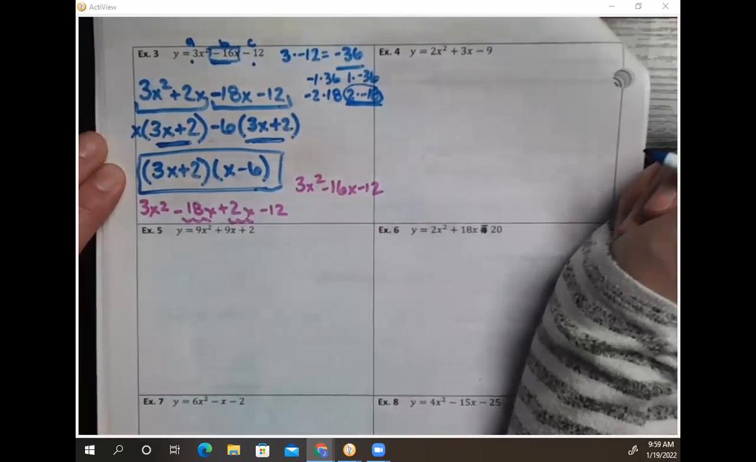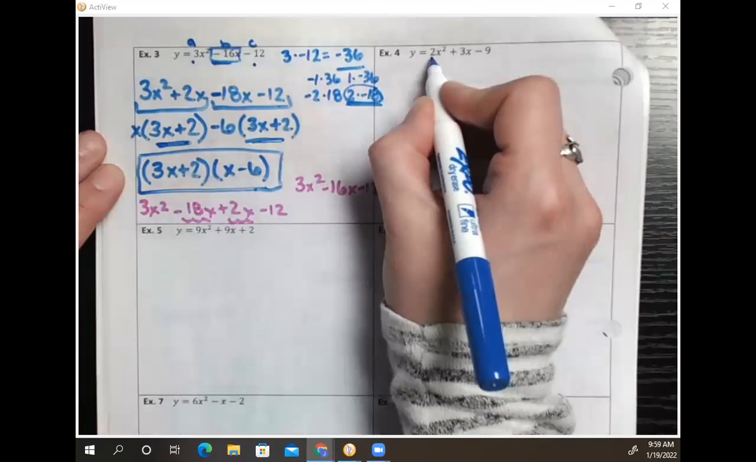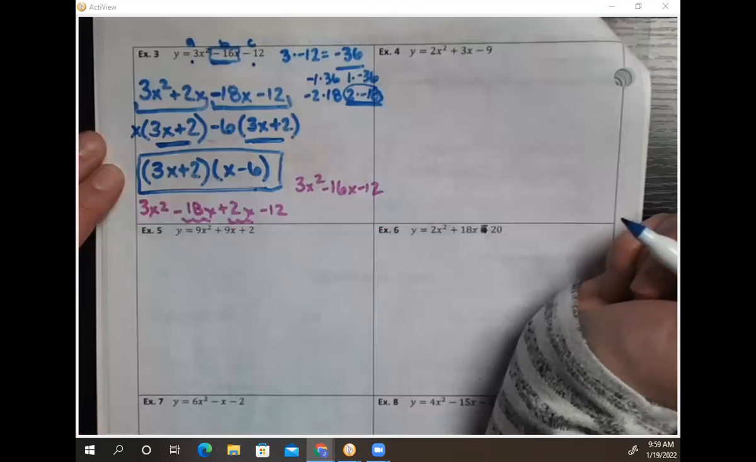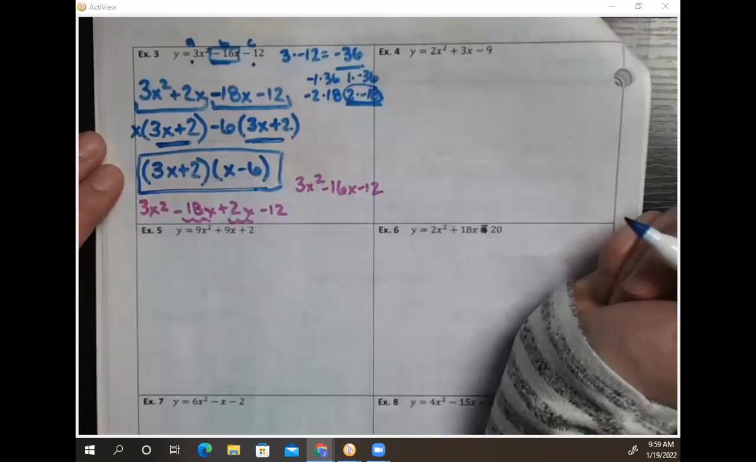Example 4, same idea. Okay. My A value is 2. Is 2 a GCF for this problem? Can I divide every term by 2? No, because these guys are odd, so I can't divide those evenly by 2.